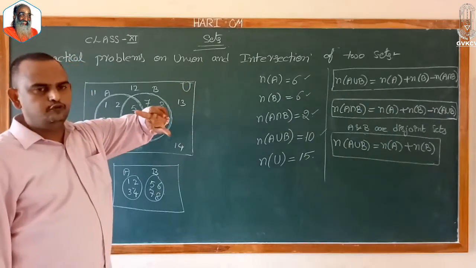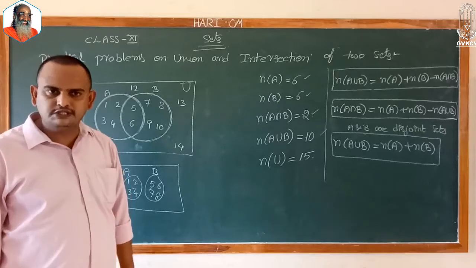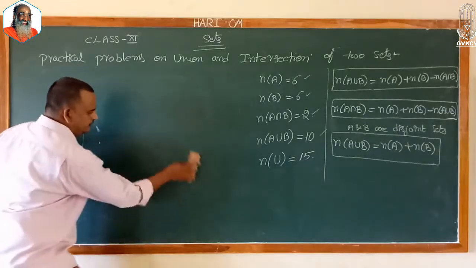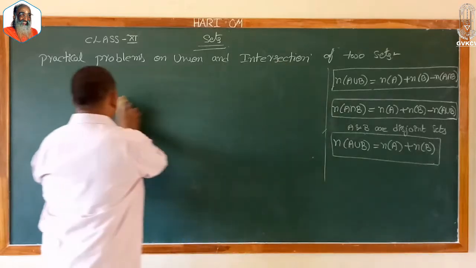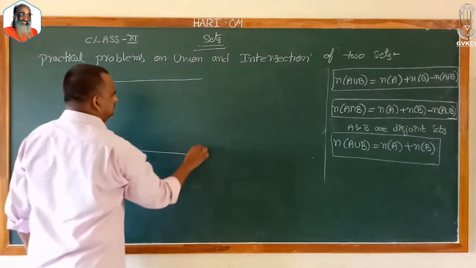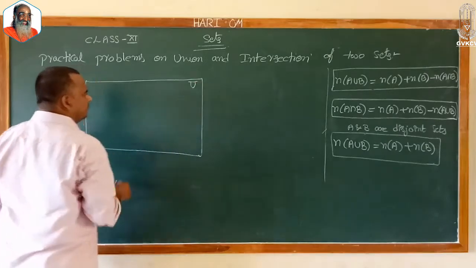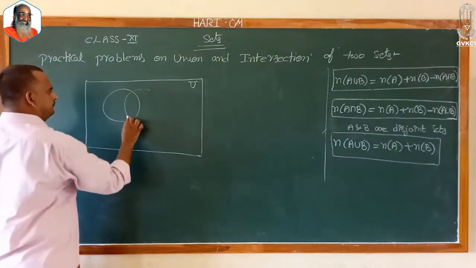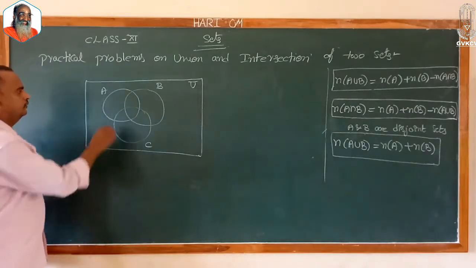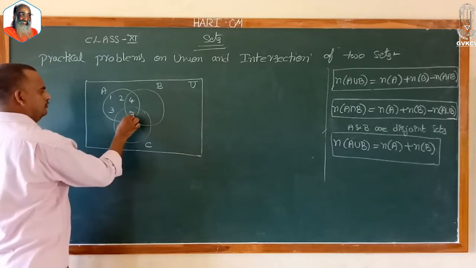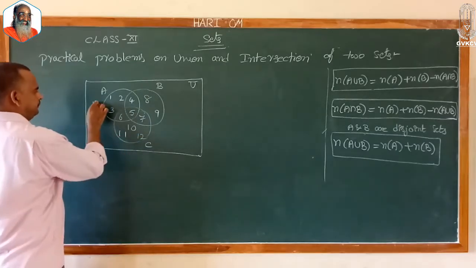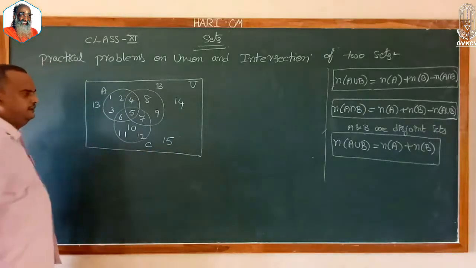Now, this is about when we have two sets. We have another concept also. What is that? When we have three sets. Very rarely do we use this concept, just let us know that. When we have a universal set and three sets, set A, set B and set C, with elements 1, 2, 3, 4, 5, 6, 7, 8, 9, 10, 11, 12, 13, 14 and 15.